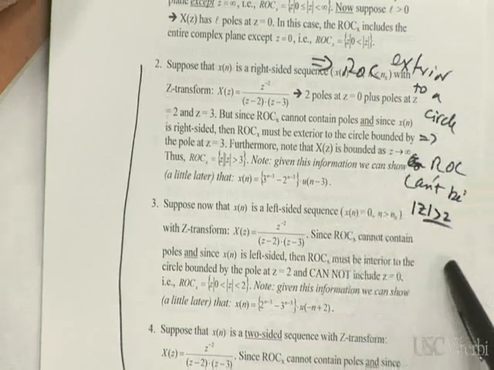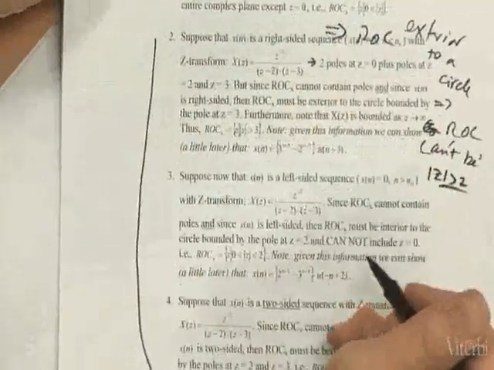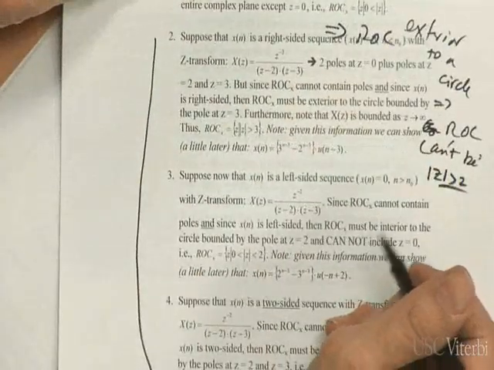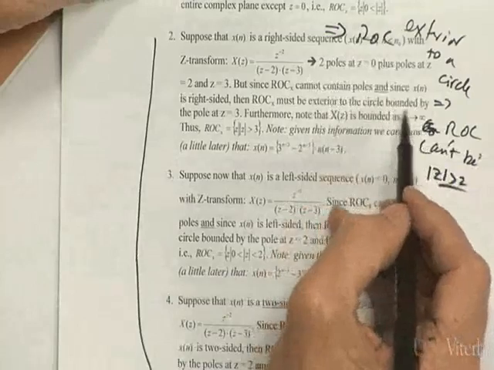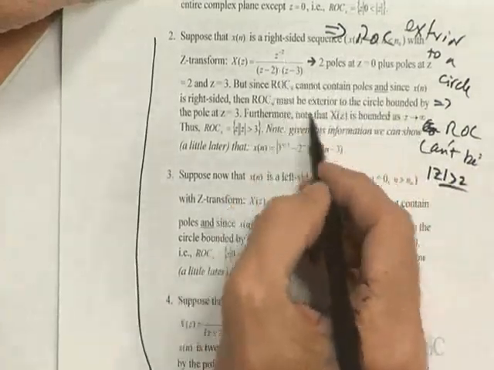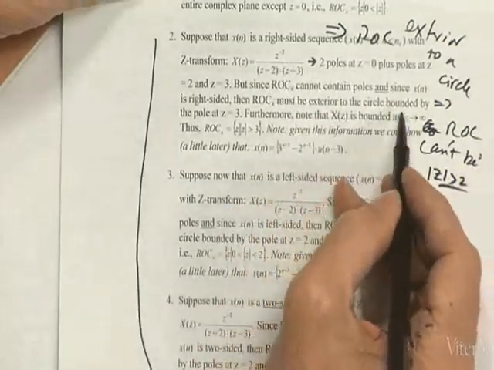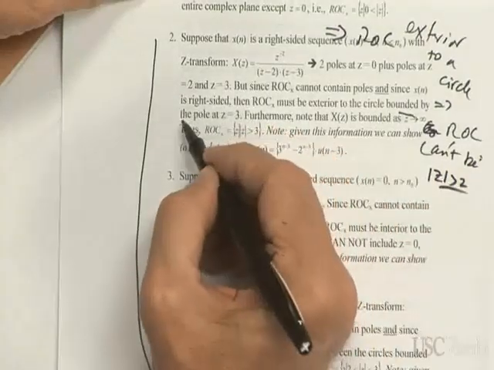How about z greater than 3? Yep, that'll work. Z greater than 3 is fine. Z greater than 2 is inside that. So since the sequence is right-sided, the region must be exterior to the circle bounded by the pole at z equals 3.